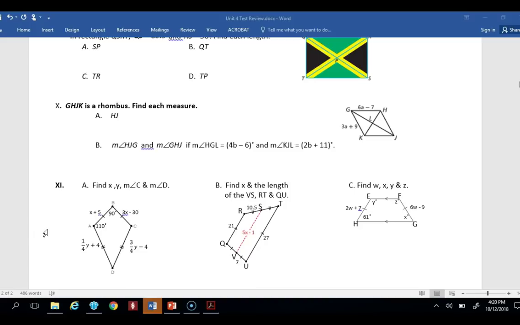So now we're going to find these other two angles. So we're looking for HJG and GHJ. And we're given the measures of HGL and KJL. So HGL is up here, and this one is 4b minus 6. And then we're given KJL, that's down here, and that one is 2b plus 11.